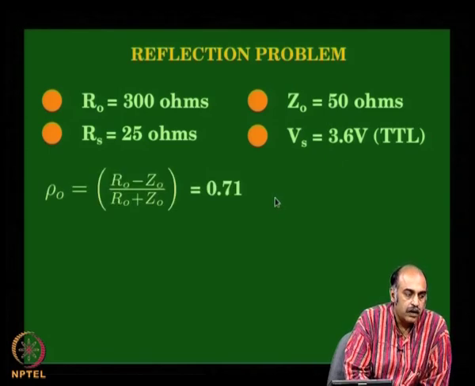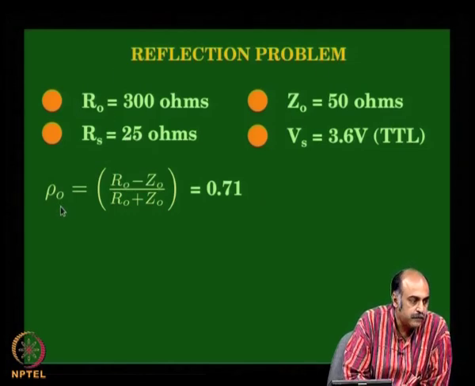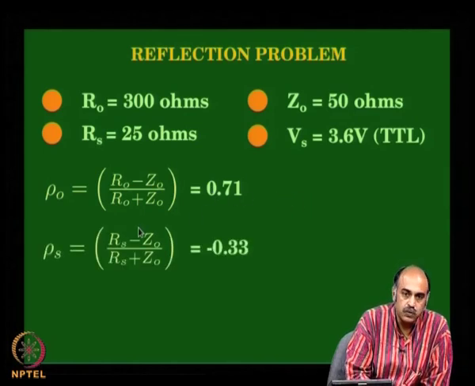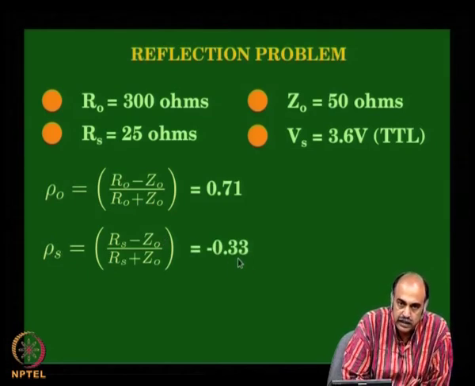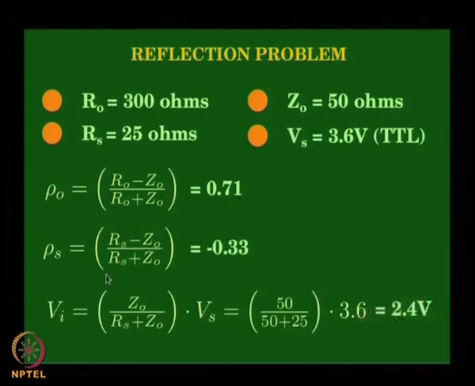And if you use these values and calculate the reflection coefficient on the output side, you will get the reflection coefficient to be 0.71 for these values. And on the source side, R s being less than Z naught, you will get a negative value, minus 0.33, as the reflection coefficient. Then V i is nothing but Z naught divided by R s plus Z naught, the attenuation ratio, into V s, which is nothing but 2.4 volts.